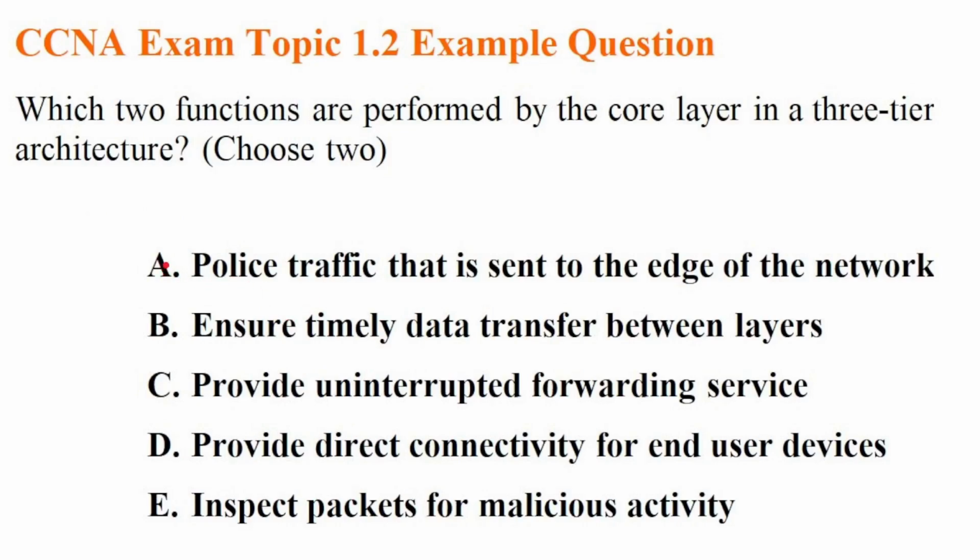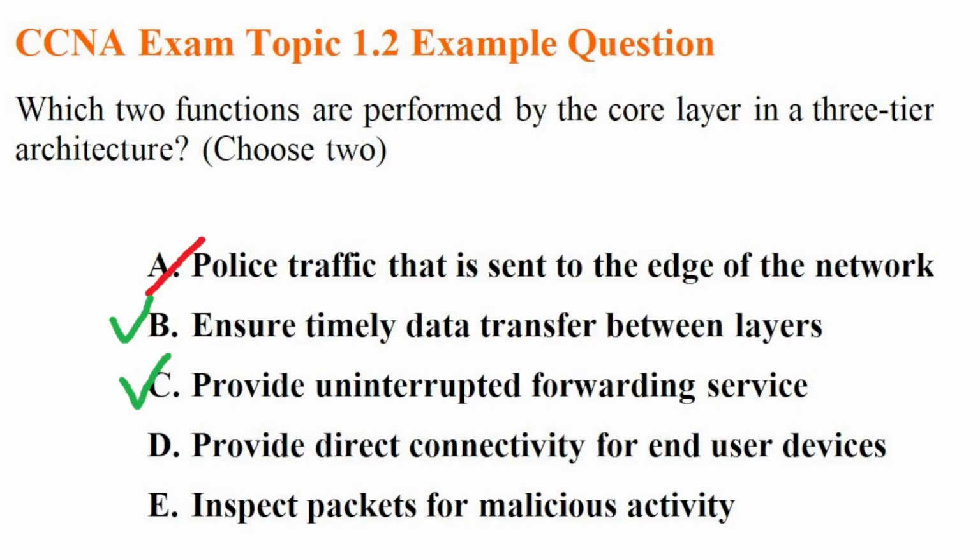A. Police traffic sent to the edge. No, policing traffic is a QoS mechanism that is typically handled at the distribution or access layer. B. Ensure timely data transfer between layers. Yes, the core layer is responsible for fast and efficient data movement. C. Provide uninterrupted forwarding service. Yes, high availability and quick forwarding are core layer priorities, and that is our two, but let's continue to look at the last two choices.